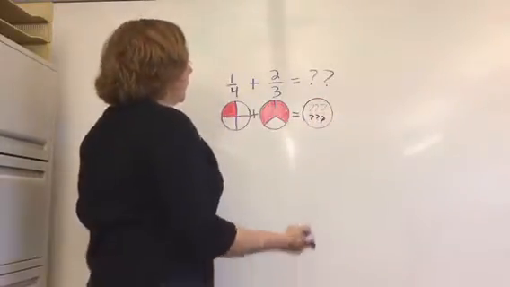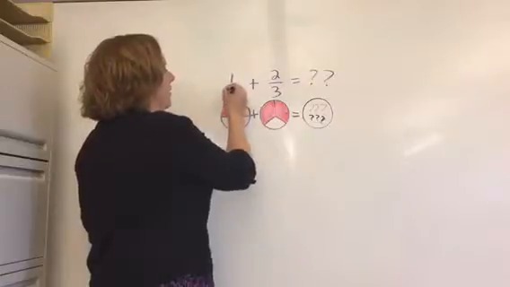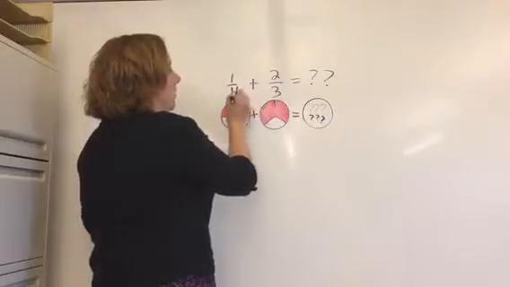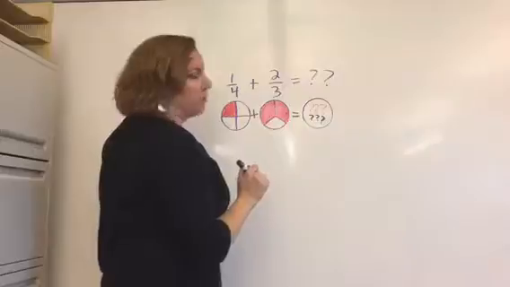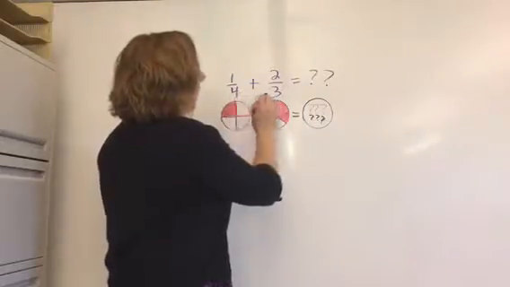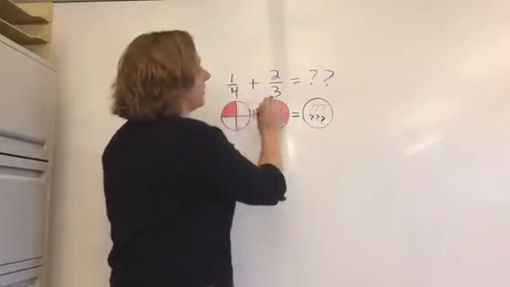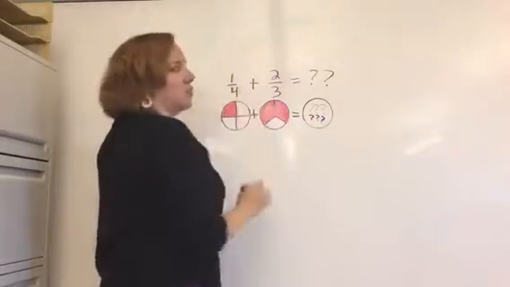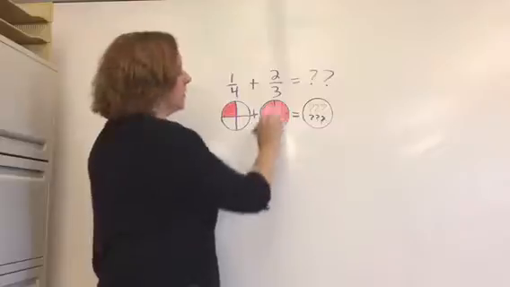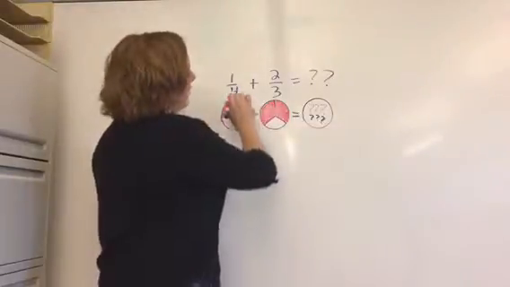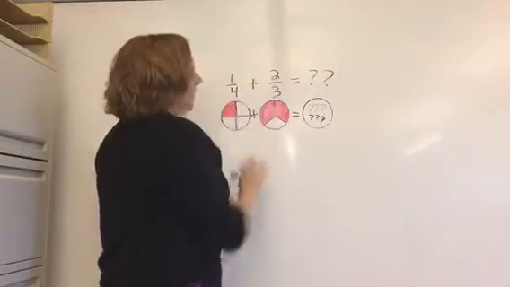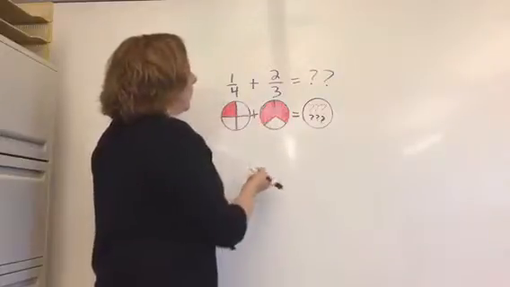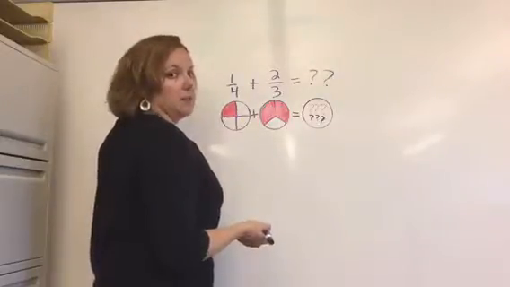So we know that we talked about the denominators last time. Denominators are the bottom numbers of a fraction. We know that if these two fractions had common denominators, then we would be able to just add the numerators. But when I look at these, 4 is not equal to 3, so I cannot just add the numerators. I have to do something.